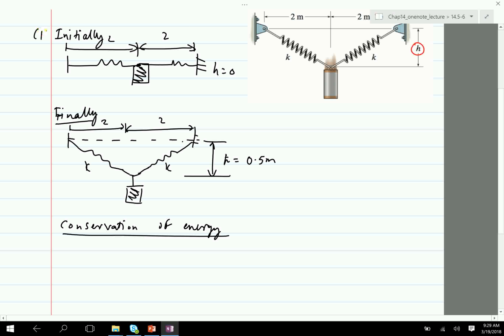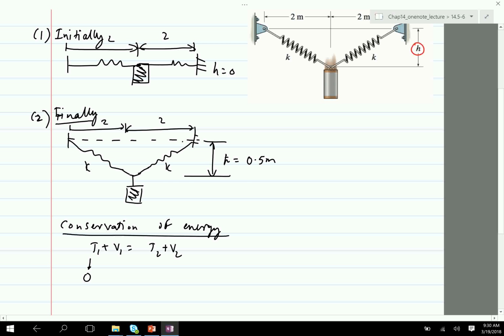So this instant is 1, this instant is 2. So I write T1 plus V1 is T2 plus V2. So I need to write the kinetic energy T1 when the block is in that position. Right? The initial kinetic energy is what? 1/2 mv squared. But what's the velocity when it's at 1? It's 0, right? So the initial energy is 0.